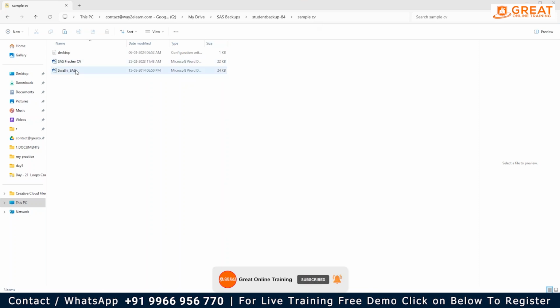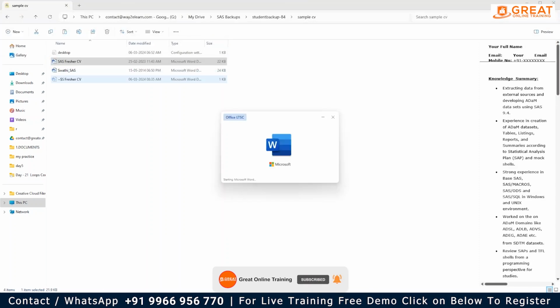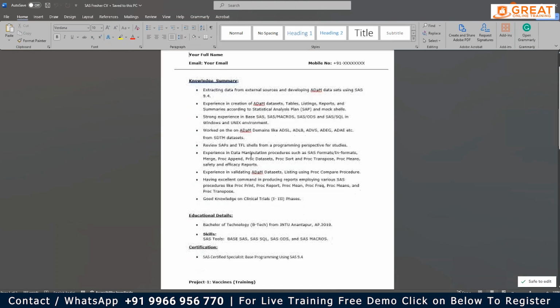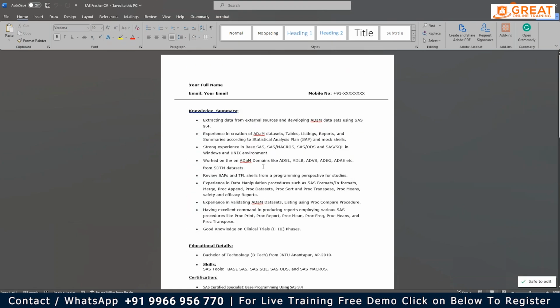So let me just go through opening a fresher CV first. As you want to apply for a fresher job in the market with this particular CV, you can go for it. You take this document as it is for your reference, and you enter your name, your email ID and your mobile number. Then you try to write the knowledge summary.